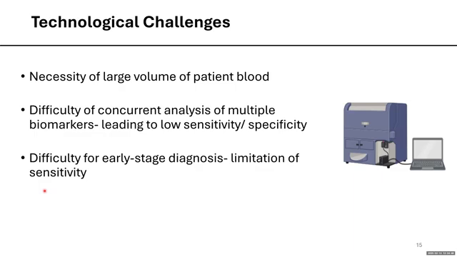Sometimes they will also ask for 10 milliliters or 20 milliliters of blood, which is very difficult to get from a cancer patient. Then it's not feasible to perform concurrent analysis of multiple markers simultaneously. So you can either detect one protein expression or one mutation.